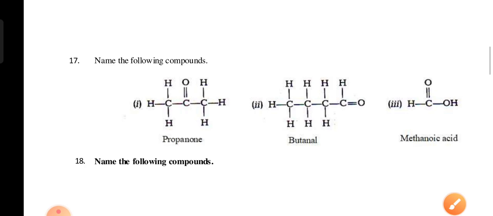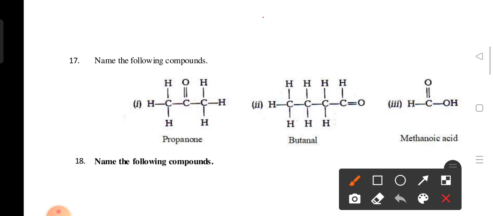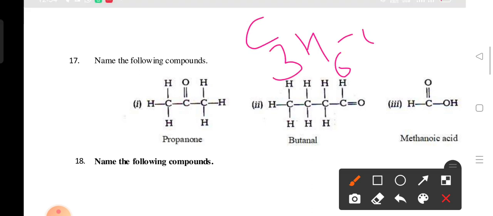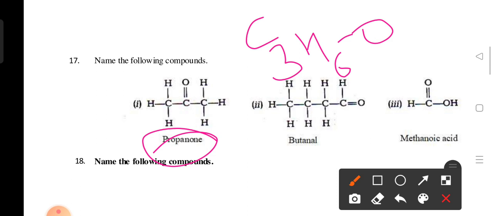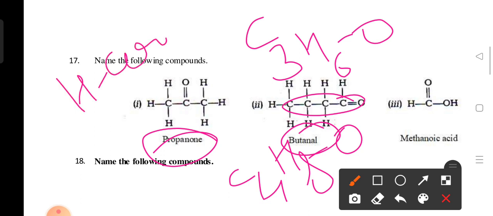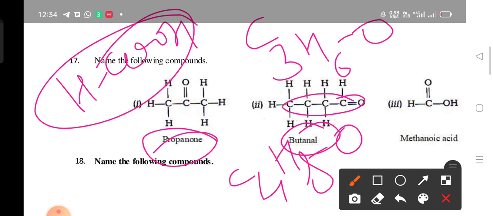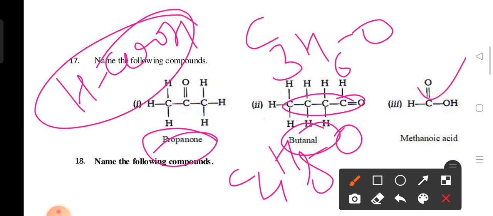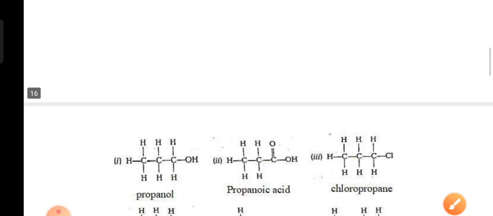Next, name the following compounds. How many carbon atoms are there? 3 carbon atoms, 6 hydrogen atoms, and 1 oxygen atom. That's a propanol. Then 4 carbon atoms are there in the second one, 8 hydrogen atoms, and oxygen. It's called a butanol. The next one, HCOOH, is methanoic acid.